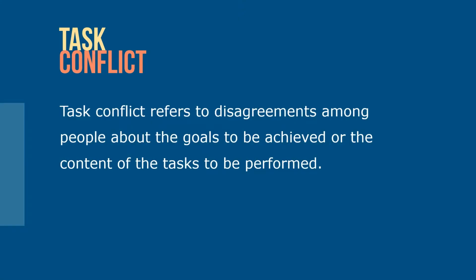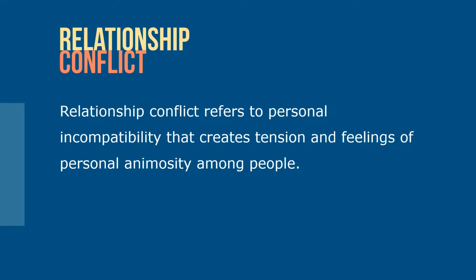Task conflict refers to disagreements among people about the goals to be achieved or the content of tasks to be performed. Relationship conflict, on the other hand, refers to personal incompatibility that creates tension and feelings of personal animosity among people.